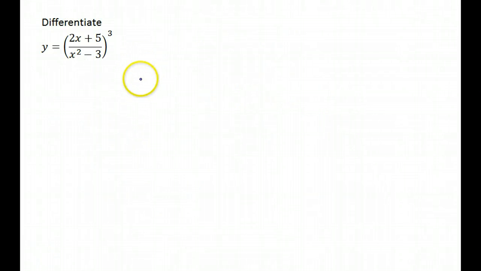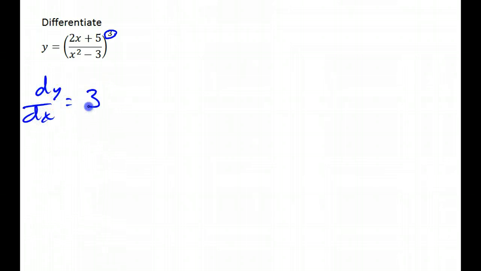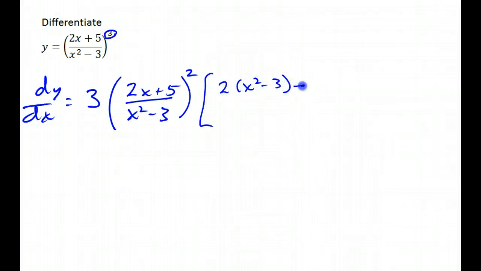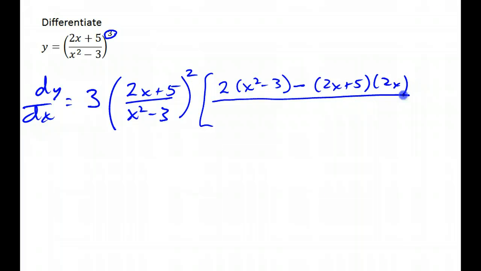Okay, so guess what? You can also do the product and quotient rules inside the chain rule. So our outside function here is the cubing function, and the inside function is that fraction there, (2x plus 5) over (x squared minus 3). So dy/dx is 3 times the inside function, this time raised to the second power. And now I have to do the derivative of the inside function, and it's a rational function, so we have to use the quotient rule. So it's going to be 2 times (x squared minus 3) minus (2x plus 5) times 2x, all over the denominator squared. So that's the calculus.